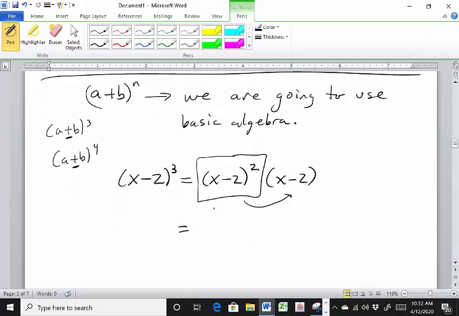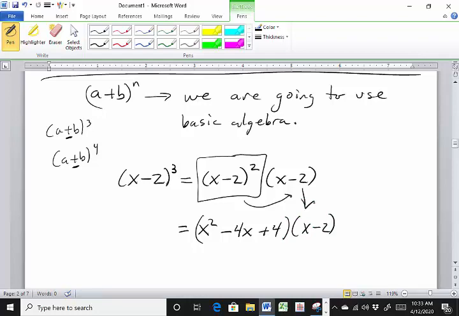So remember the pattern: square the first, so that's x squared. Multiply the first and second term together. So that's minus 2x, but we're going to double it, so a minus 2x becomes a minus 4x, right? And then we're going to square the last, so minus 2 squared is just going to be plus 4. But then we have our x minus 2. You have to bring that down.